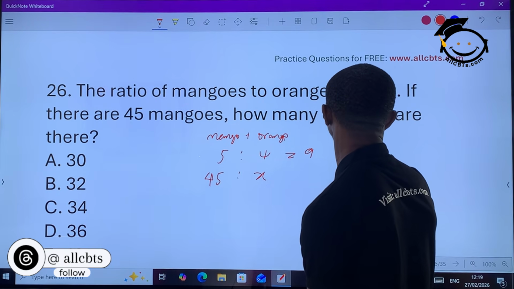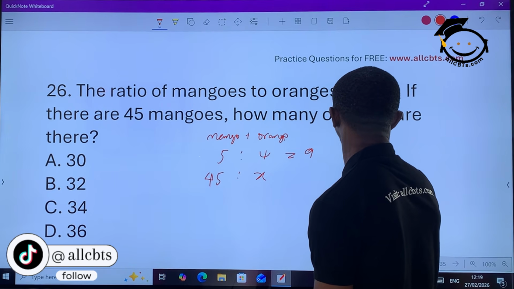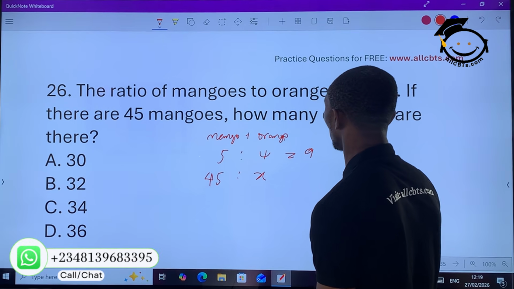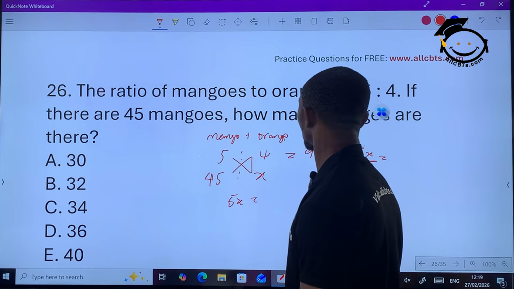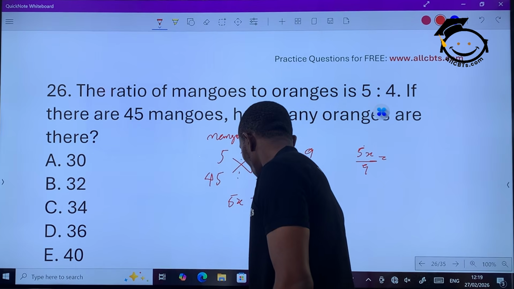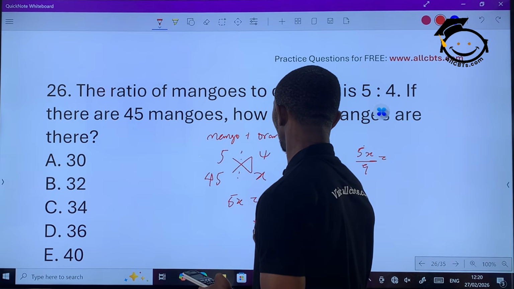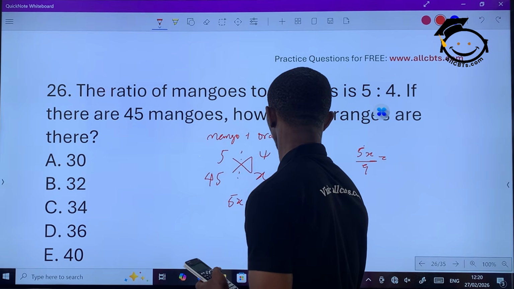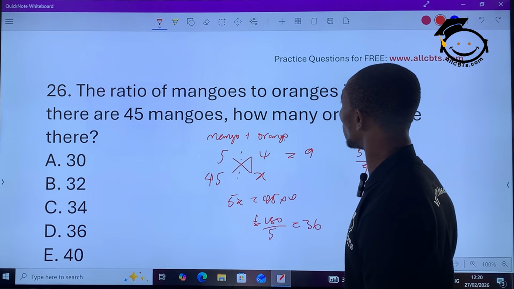So this gives us 5x over 9. 5x equals 45 times 4. So this will be 45 times 4, 180, divided by 5 gives us 36 oranges. So there are 36 oranges in our basket.